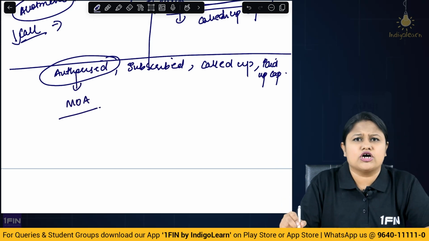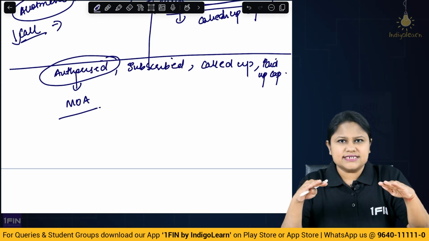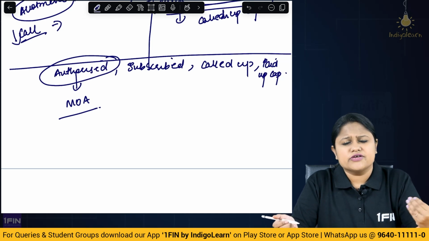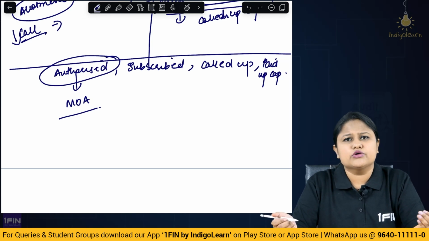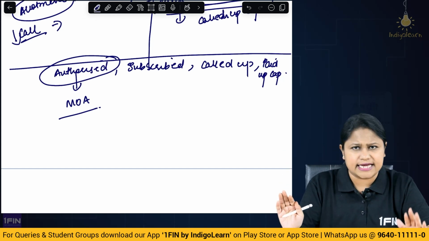Obviously understand, it does not mean that during the life of the company it is completely frozen. Obviously we have the concept of alteration of the capital clause of the memorandum. So if you follow the procedures given of how to alter it, then definitely alteration can be done and the increase in the authorized capital can be done.